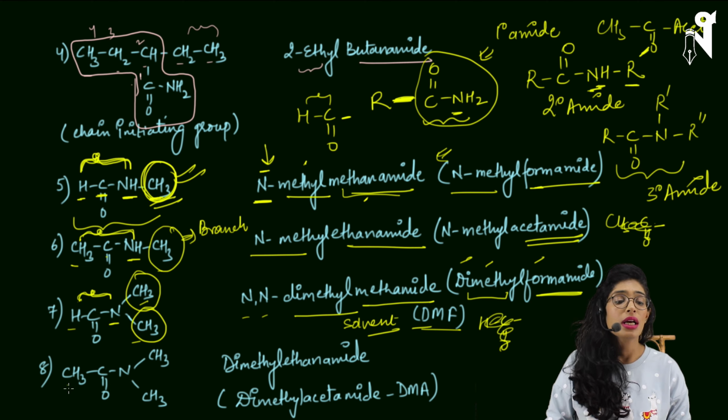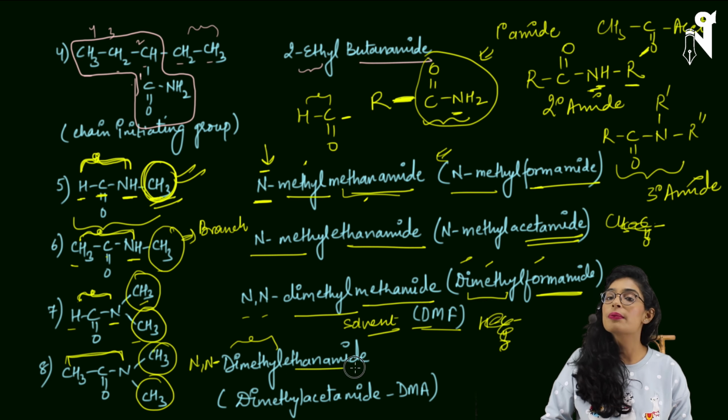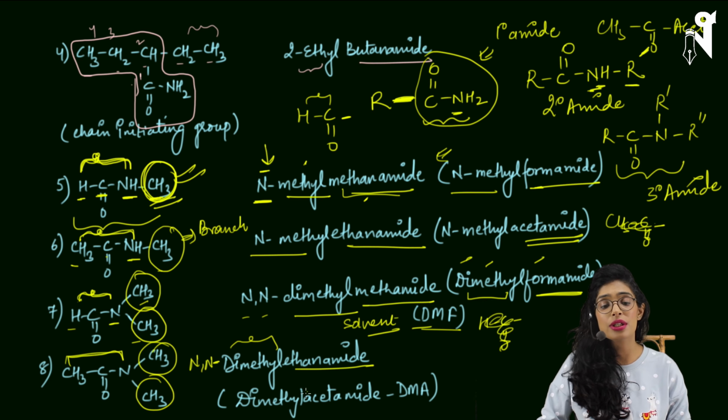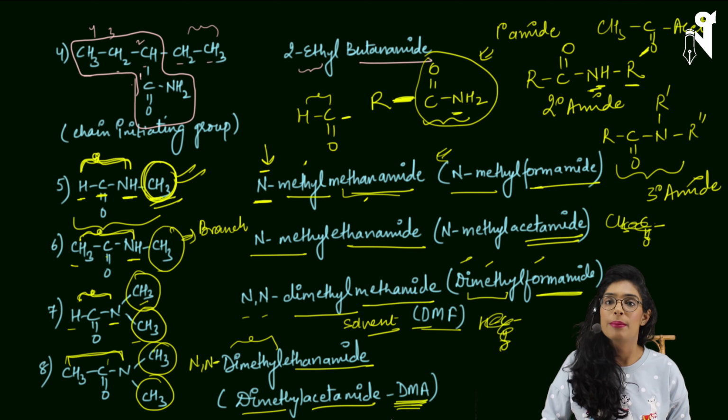Look at the next compound. I have CH3CO and CH3, CH3. Again, these two are branches, so dimethyl, N, N. I have missed writing it. And the whole principal carbon chain has two carbons, so it will be ethanamide. If I have to write the common name for it, it will be dimethyl acetamide. I hope you have understood why it is acetamide, because it has the CH3CO group present here. And we also write it in short as DMA.